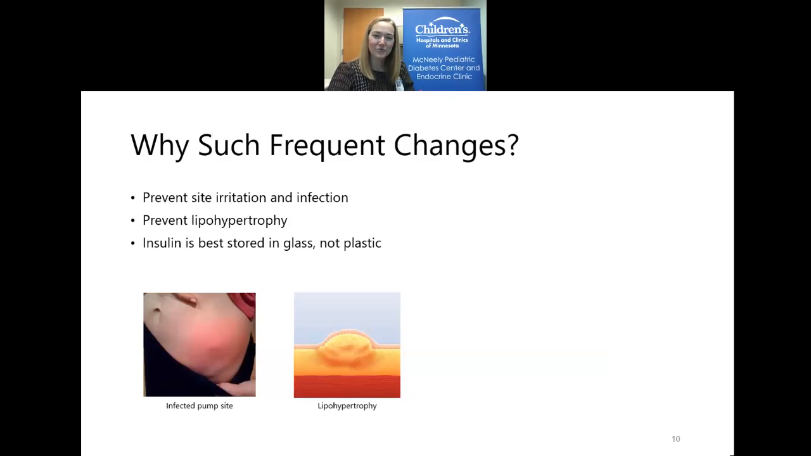All right, next reason why we want to be changing out our reservoirs every 2 to 3 days is because insulin is best stored in glass, not plastic. And our vials, they come in glass. So when we take insulin out of the vials and put them into the reservoirs, which are all plastic, the insulin starts to degrade faster than when it is in the vial. We want good insulin, so we got to refresh it, refill every couple of days.